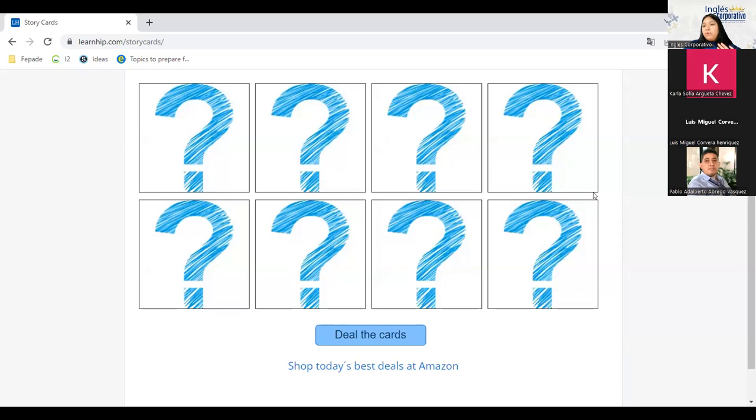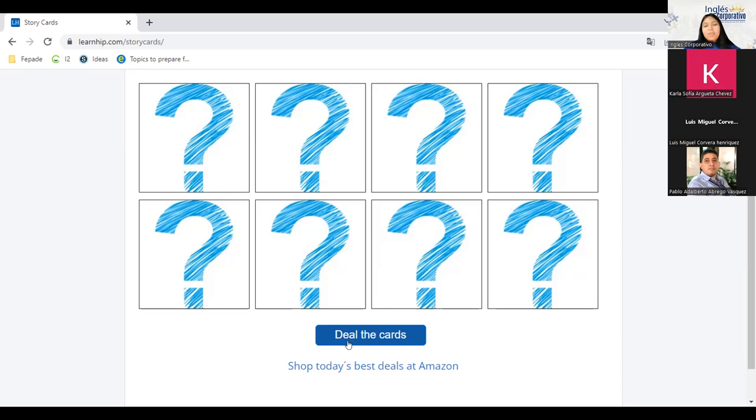Then I'm going to hit deal the cards and you will see a lot of pictures. What we need to do is create a short story based on the pictures. In this case, Luis Miguel, you are going to start with the story. Then Raul, you are going to continue with the story, and Pablo, you are going to finish the story. The main purpose here is that you don't lose the idea that Luis Miguel presents at the beginning.